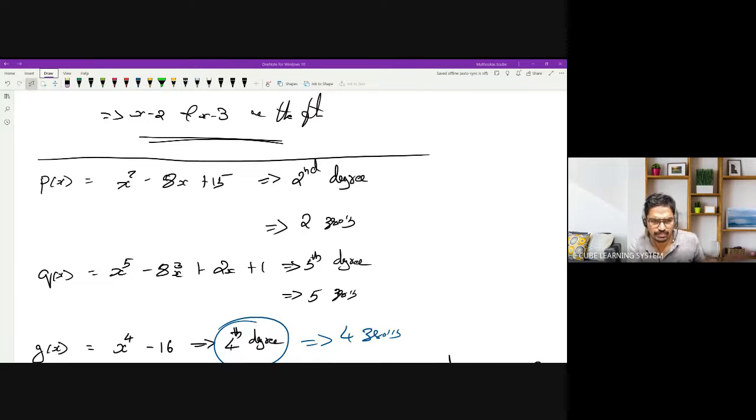Just ask if there's any doubt. We have only connected the degree with the number of zeros, nothing else. This number of zeros only.